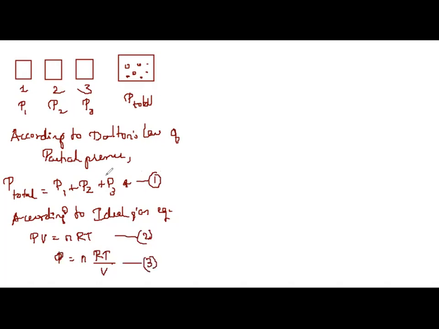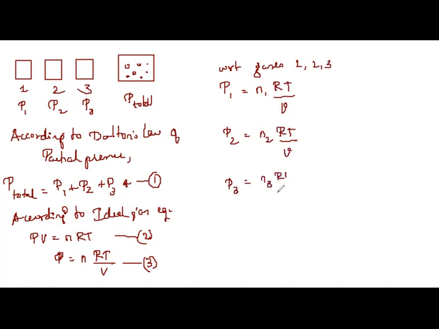If I consider P as partial pressures, then with respect to gases 1, 2, 3, can I write the partial pressure of gas 1 is equal to N1RT upon V? What is N1? Number of moles. R remains the same, it is the universal gas constant. And they have said at a certain temperature and fixed volume, so V and T will not change. So this is P1. P2 will be equal to N2RT upon V, because the number of moles varies, and RT upon V again remains the same. P3 will be N3RT upon V, correct?